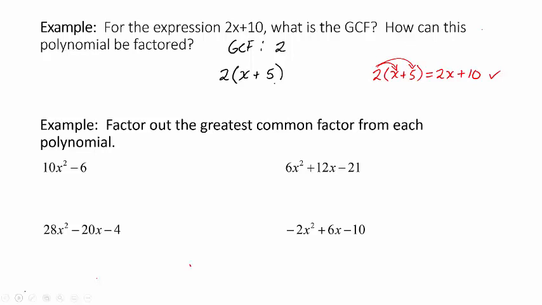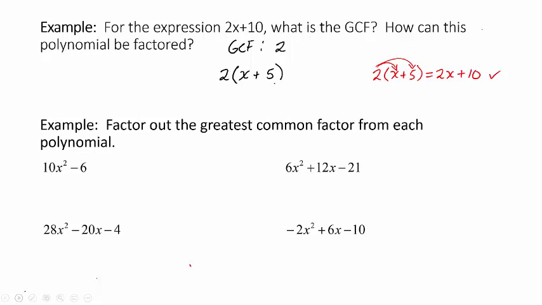So now let's get a little more practice. We're going to factor out the greatest common factor from each of the polynomials. Okay, so in this first one, 10x squared minus 6. So again, the first term has a variable involved and the second one doesn't. So if I'm looking for a GCF, I'm really just looking at the numbers, right? The 10 and the 6. Okay, so what's the greatest common factor of 10 and 6?